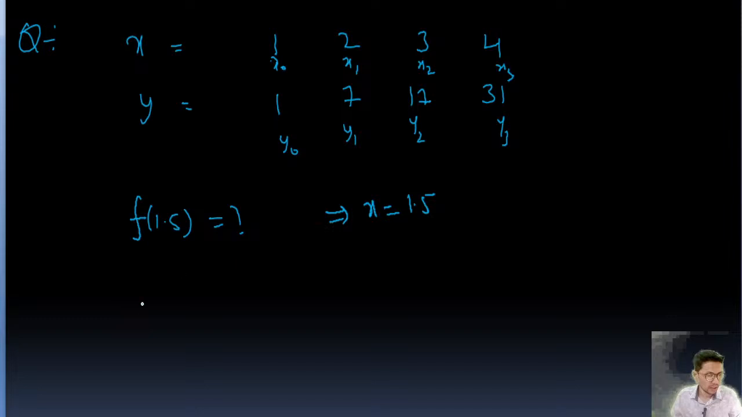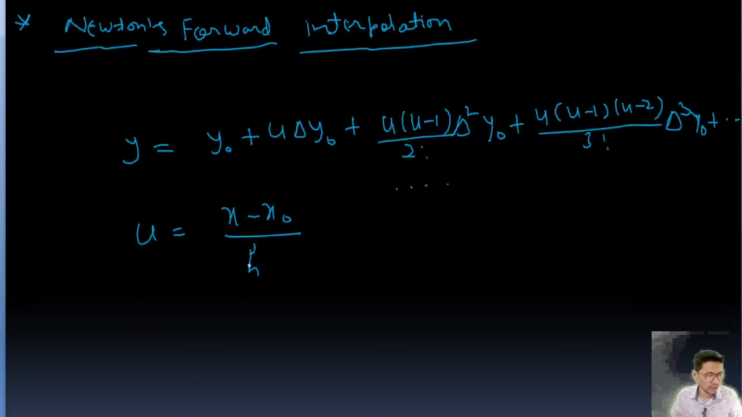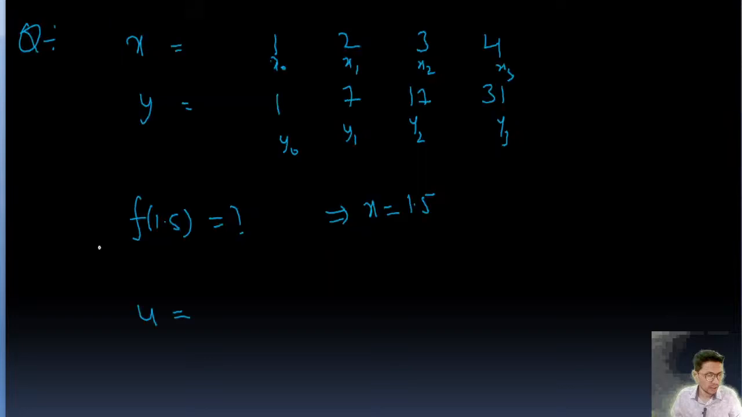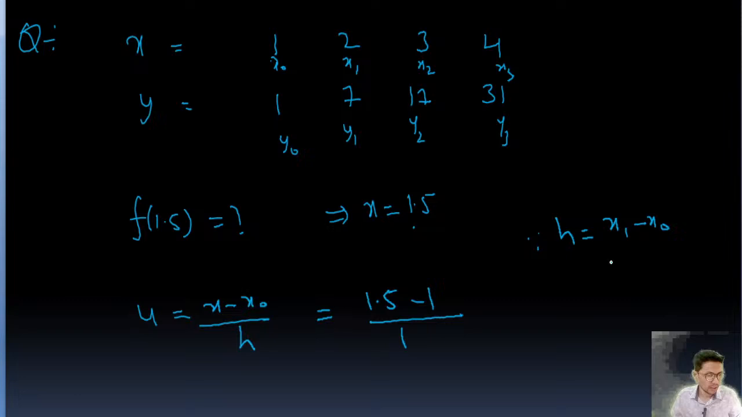So first we'll find the u value. I have already told the formula: u equals x minus x naught upon h. The x value is 1.5, so 1.5 minus x naught, which is 1, upon h. First we'll find h, which is x1 minus x naught, or x2 minus x1. That means 2 minus 1, that is 1. So the h value is 1. From here the value of u is going to be 0.5.